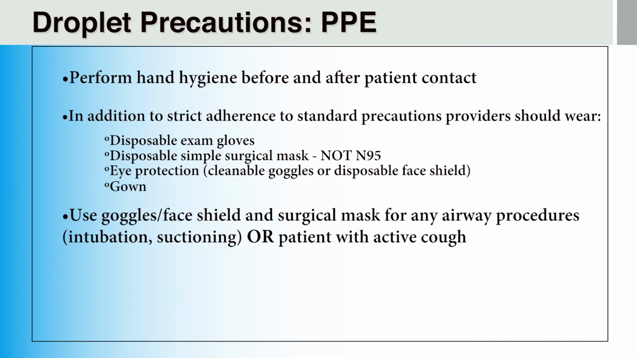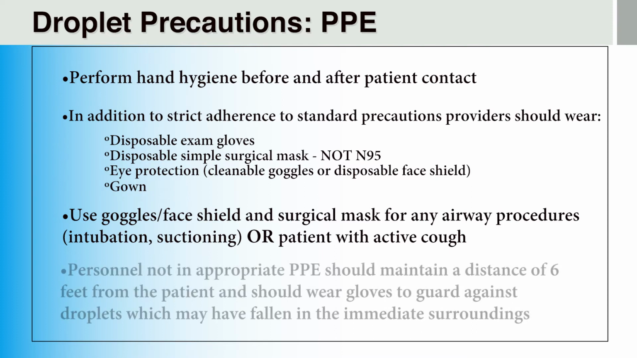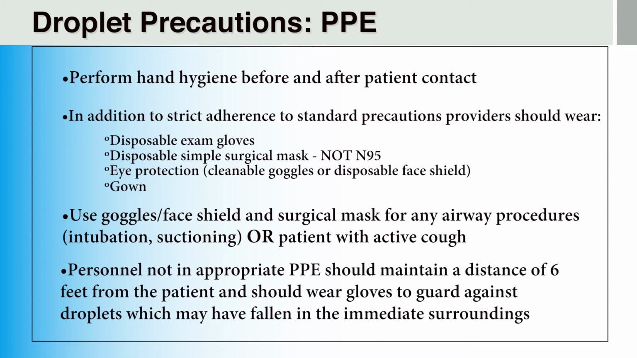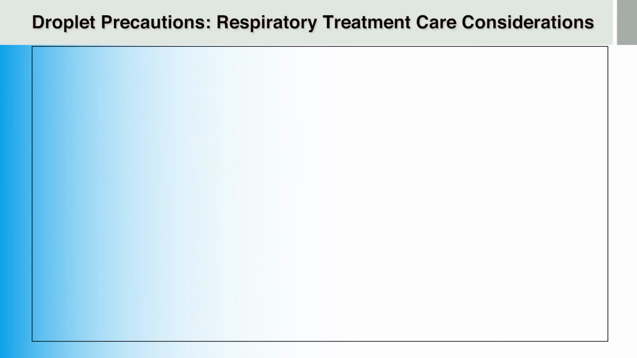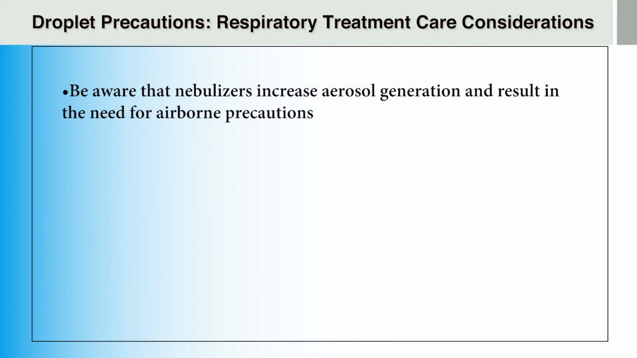These should be used anytime a patient is coughing or receiving an airway procedure. Personnel not in droplet protective equipment should maintain a distance of at least 6 feet from the patient. In addition to previously mentioned precautions, be aware that nebulizers increase droplet generation and result in the need for airborne precautions. Additional actions may be helpful.